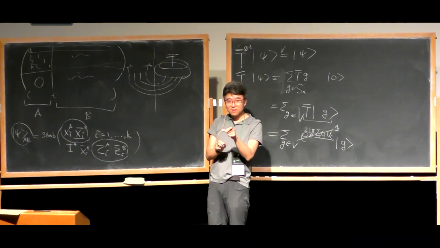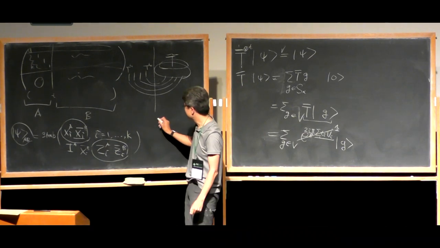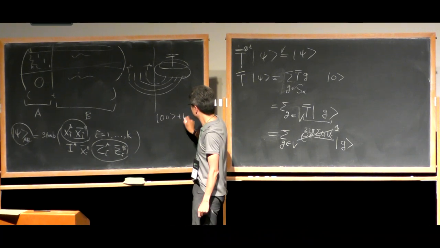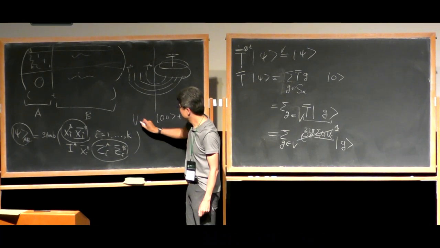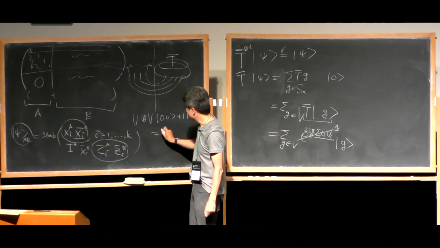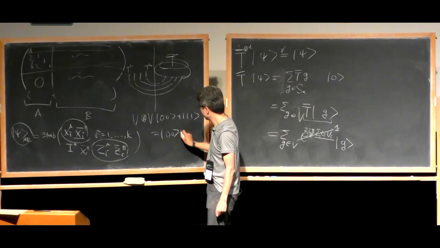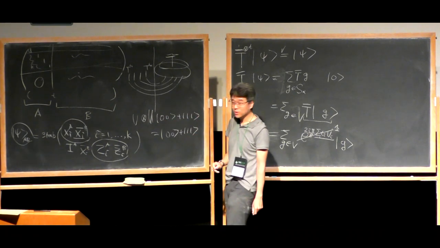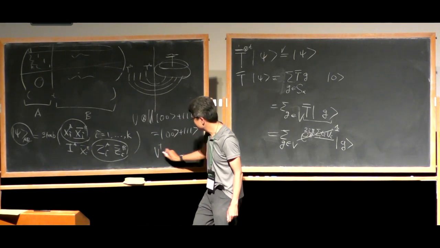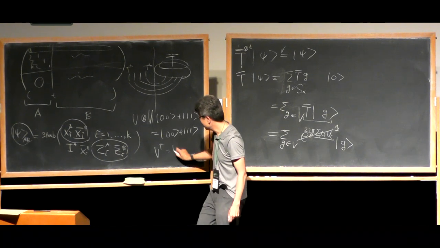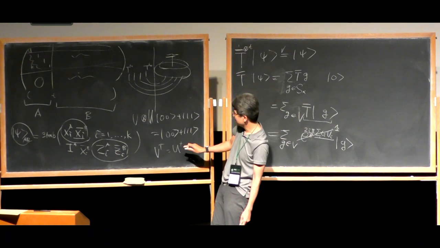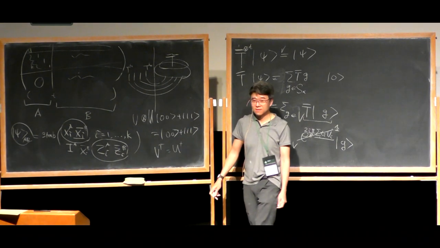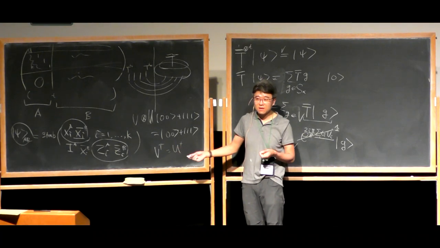If this equality holds, then V transpose must be U inverse. Did I get it right? Yes. So they are basically the same thing.